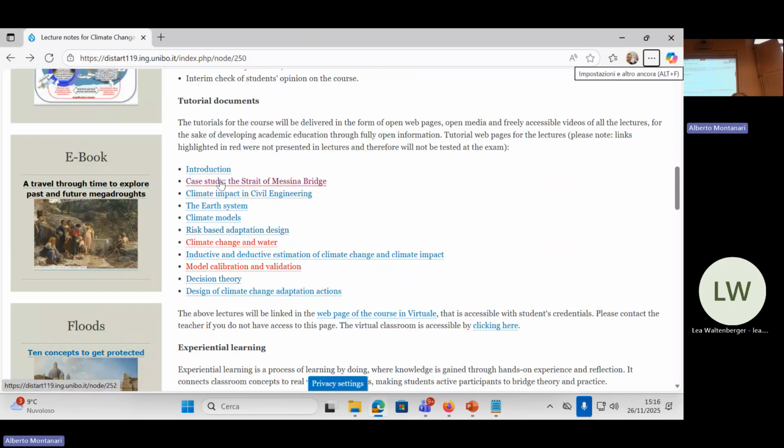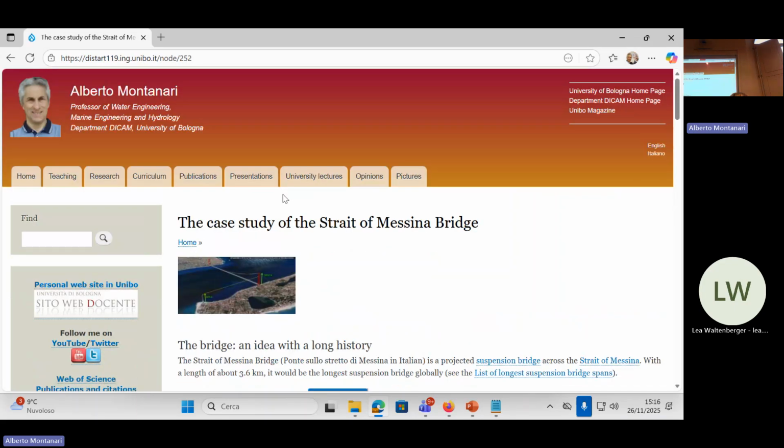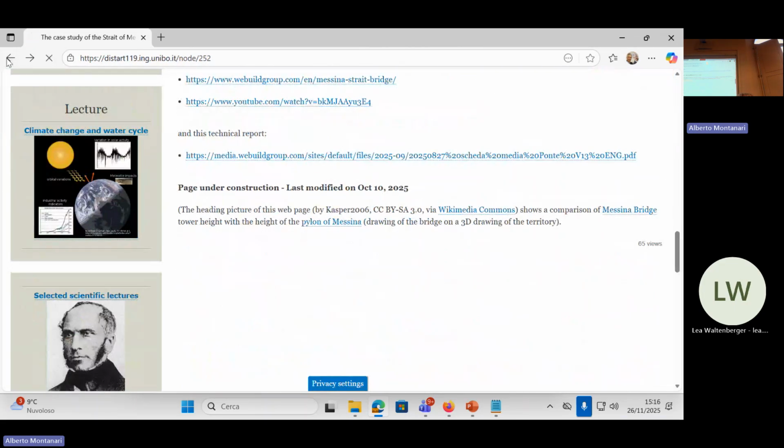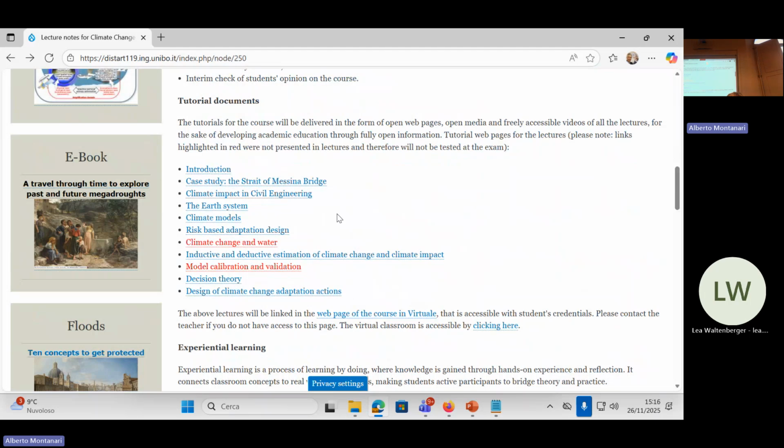The case study, Strait of Messina Bridge, there is nothing that you have to study for the exam. This is just a description of the case study that we have considered, but you have to forget about it. Here there is nothing that you have to learn for the exam. And then for getting your CV done, yeah.